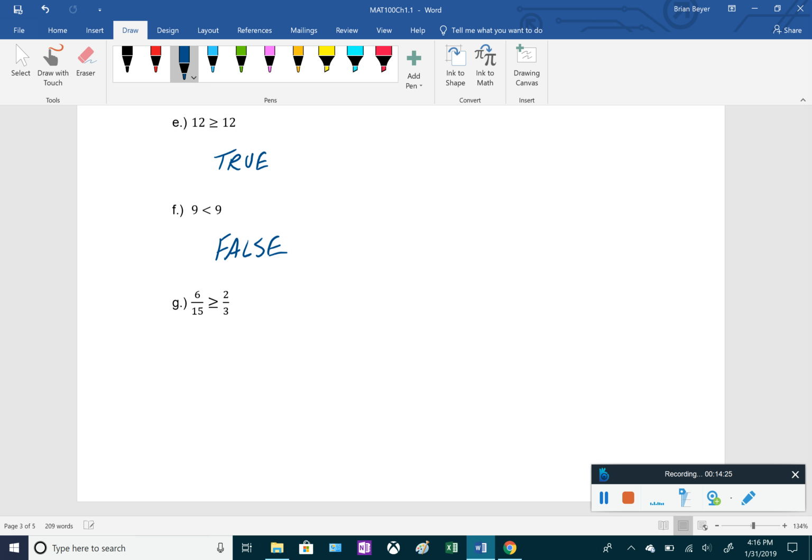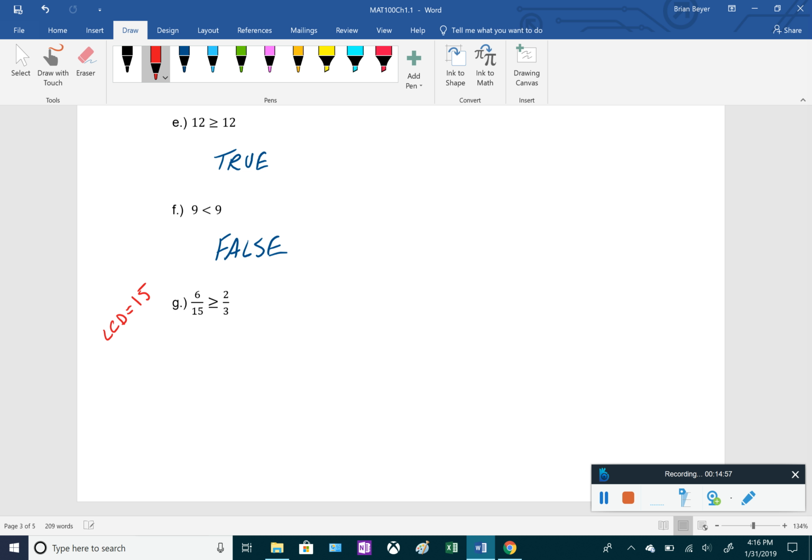We need a common denominator here. So we're going to get a common denominator and then compare the numerators. The LCD, remember back to finding least common denominators, is going to be 15. The multiples of 15 are 15, 30, 45, and so on. Multiples of 3 are 3, 6, 9, 12, 15. The smallest one they have in common is 15, so that's our LCD.